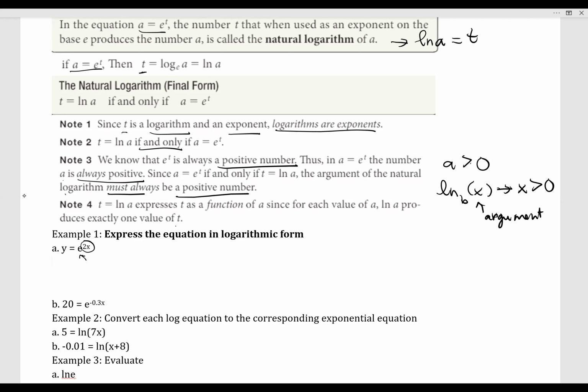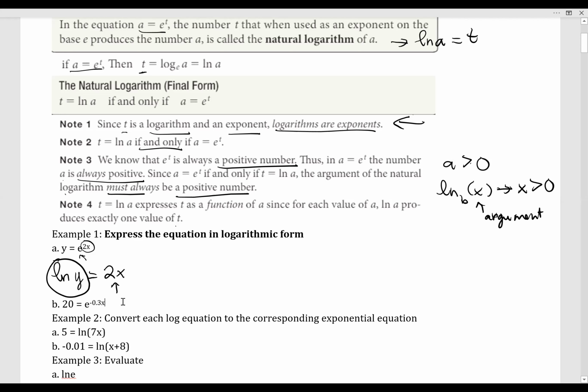So I would like to write ln of y, because the base is e already, and the argument should be y, and it should be equal to the exponent, right? Because you have to remember that the logarithm is an exponent. Okay, so remember that.